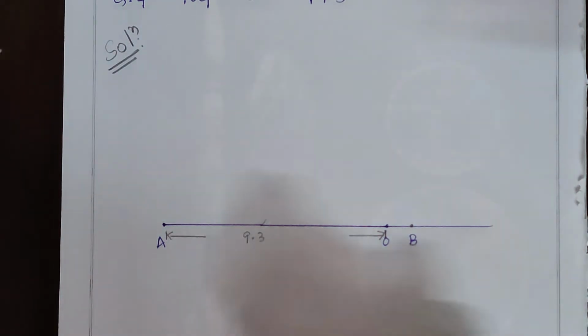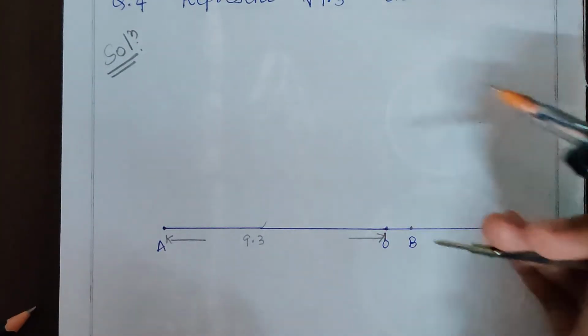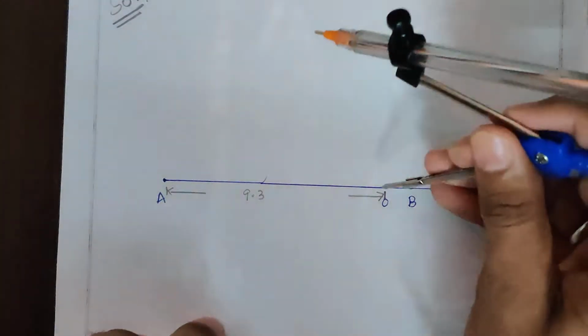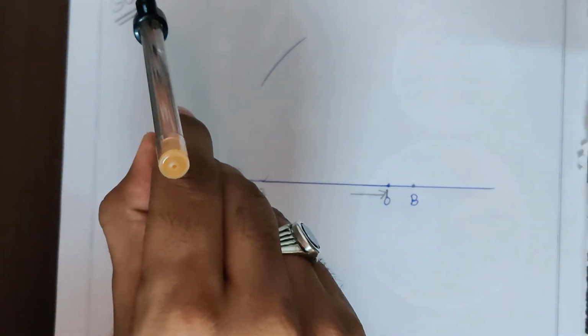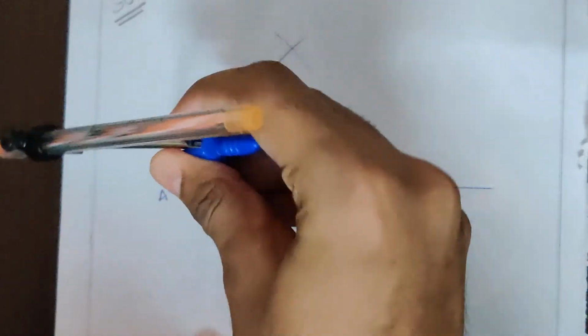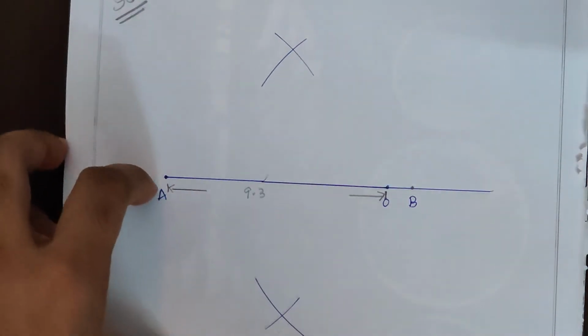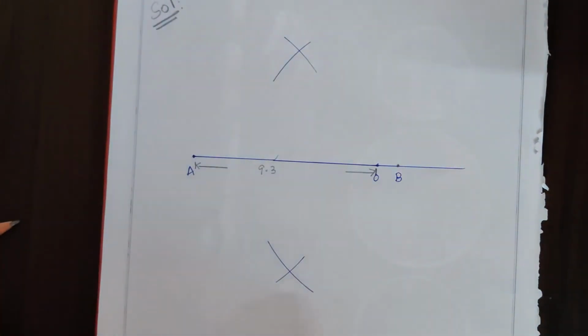Now next step, you need to take an arc from point A and from point B, on both sides of this line segment. Is it clear? This way we have taken the arc. Now we will join the intersection point of this arc.